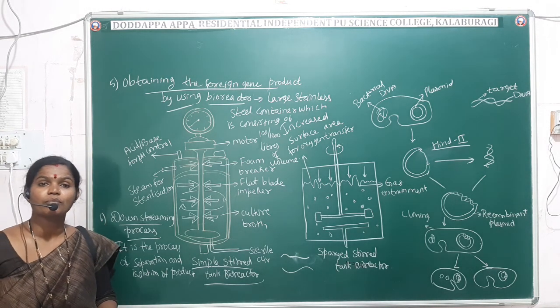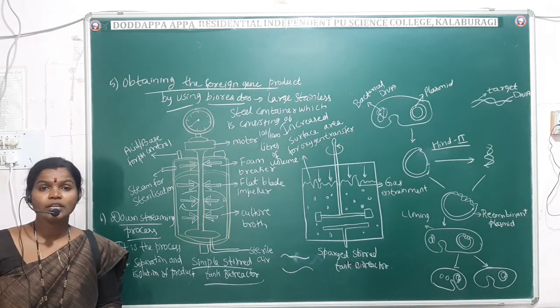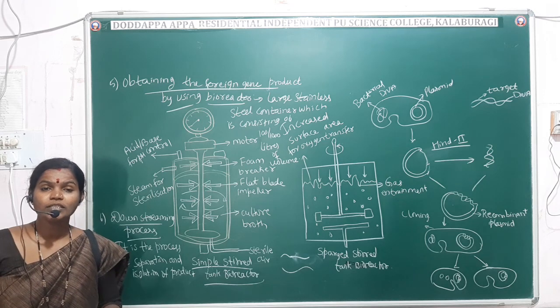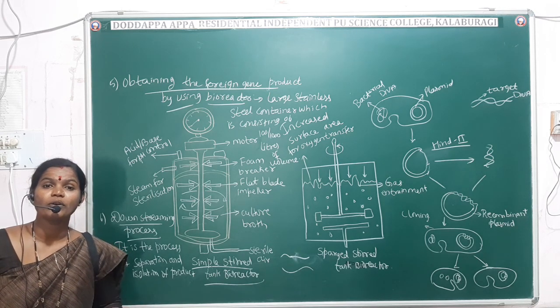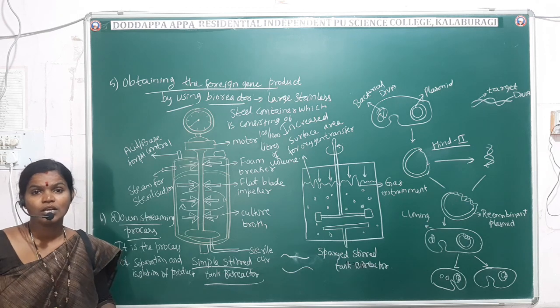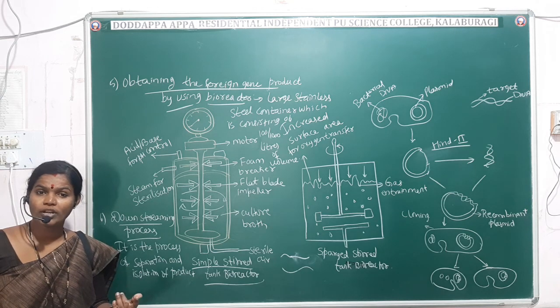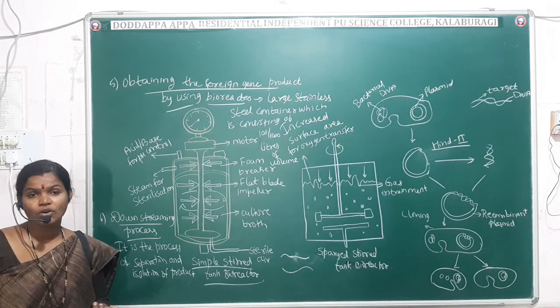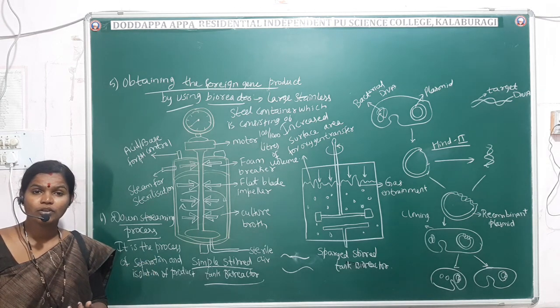Totally, the recombinant DNA technology was the last concept of the biotechnology principles and processes. So once again I'll repeat, please concentrate. Recombinant means the combination of the DNA of two organisms. That is called recombination. And here we are going to see the steps of recombinant DNA.